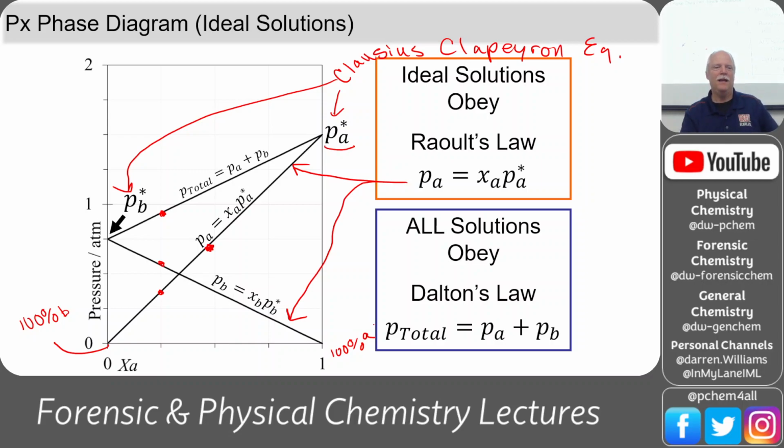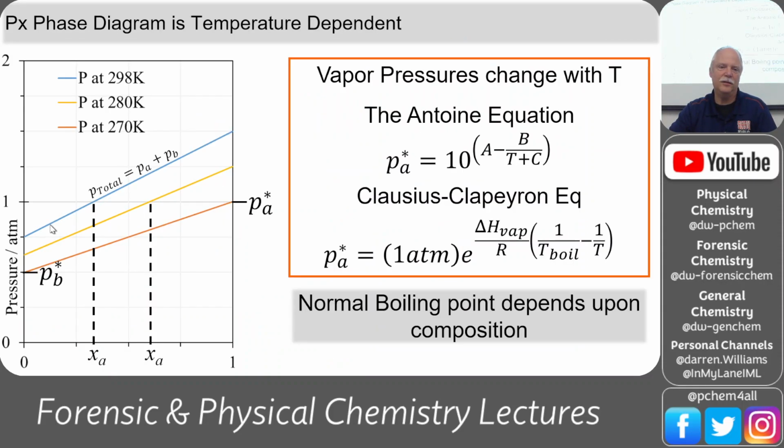Okay, so naturally if this is 100% B and I have 50-50, then the vapor pressure of B would be half of its 100% vapor pressure. So that's Raoult's law, and it's so easy. It's just the mole fraction times the pure vapor pressure. Cannot even be easier. So if I have 30% A, guess what? It's 30% of its vapor pressure. Okay. All right. So that's the ideal solution.